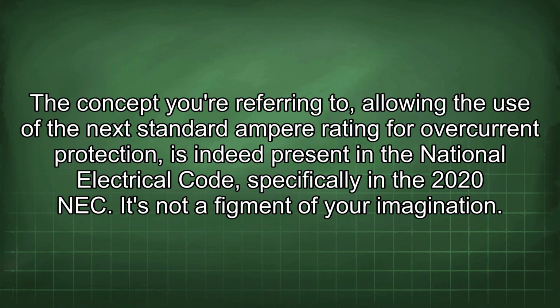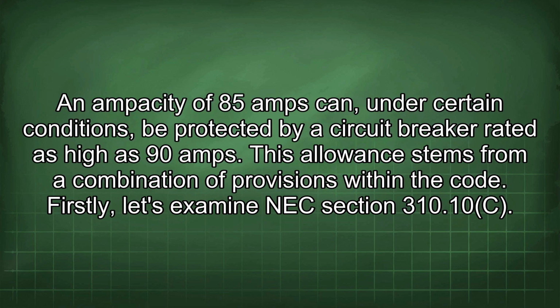The concept you're referring to, allowing the use of the next standard ampere rating for overcurrent protection, is indeed present in the National Electrical Code, specifically in the 2020 NEC. It's not a figment of your imagination. An ampacity of 85 amps can, under certain conditions, be protected by a circuit breaker rated as high as 90 amps. This allowance stems from a combination of provisions within the code.